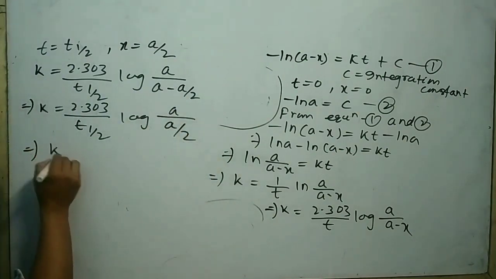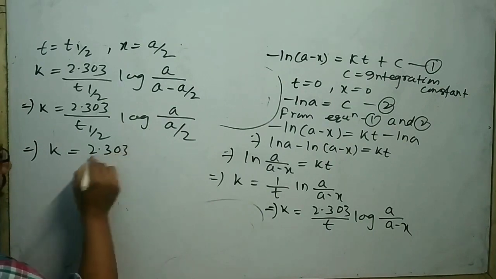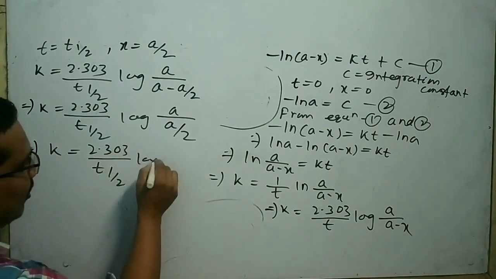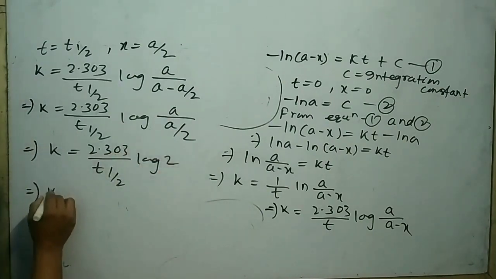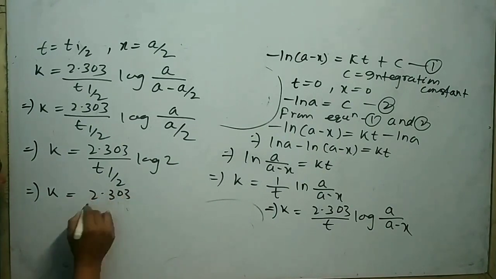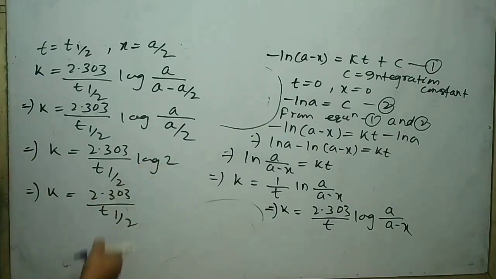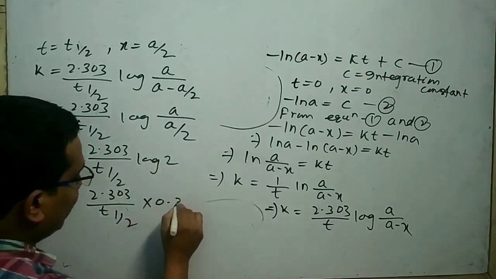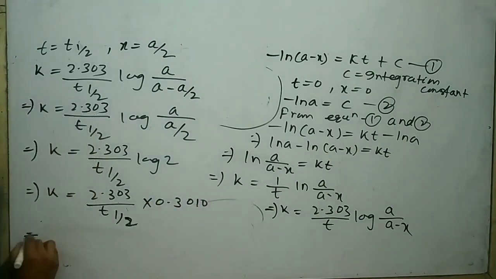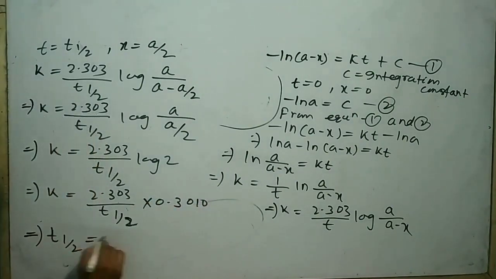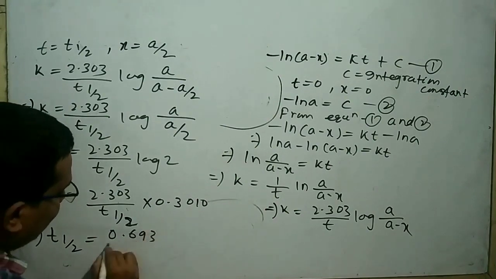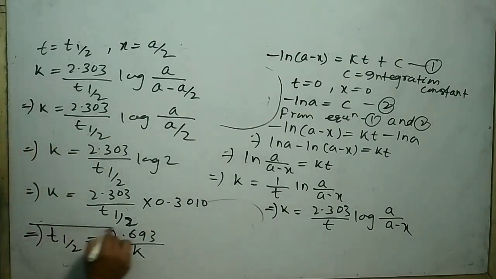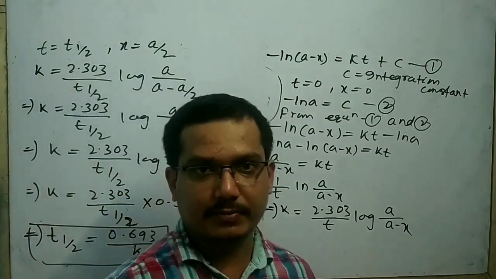That means I can write K equal to 2.303 divided by T half log 2. Now put the value of log 2, that is 0.3010. It implies that T half is equal to 0.693 divided by K. This is the expression for the half-life period for the first order reaction.